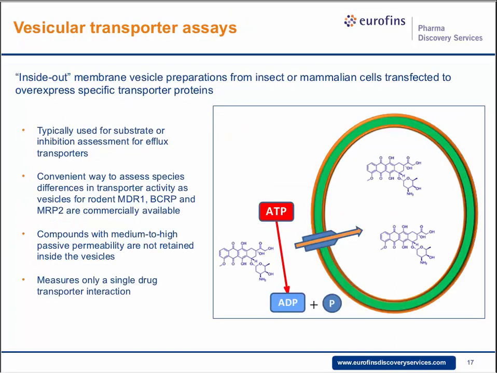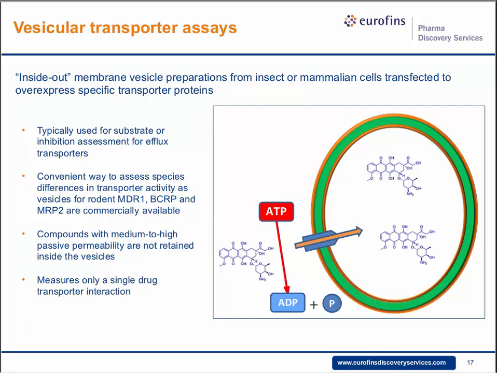But let's first start by looking at a relatively simple system for assessment, the strategy of vesicular transport assays. This approach utilizes membrane vesicle preparations from cells which have been transfected to express specific transporters. And this is a convenient way to assess drug candidates as either inhibitors or substrates of particularly the efflux transporters.